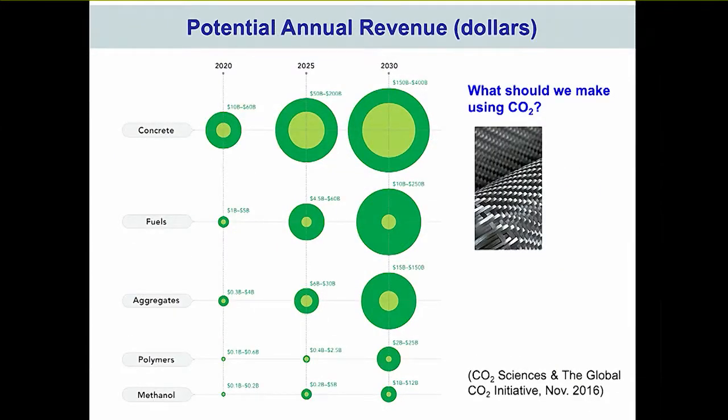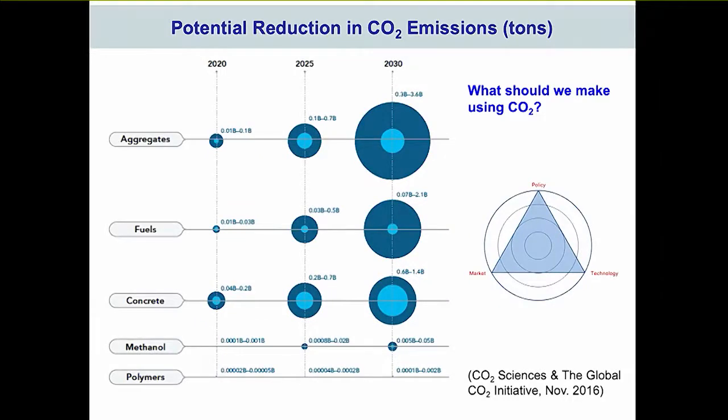So what should we make? There was a McKinsey study in 2016. This was published saying that in terms of revenue, what are the maybe top 5 materials we should make? And if you look here, there's concrete, fuels, aggregates, polymers, and methanol. And it seems like it's something you can kind of guess. But what we're really interested in is the environmental side of it. So we converted that to what is the CO2 emission reduction? And these are the numbers. Top 5 are still top 5. It does not mean these are the only materials we should make, but at least this has a huge market we should not ignore.